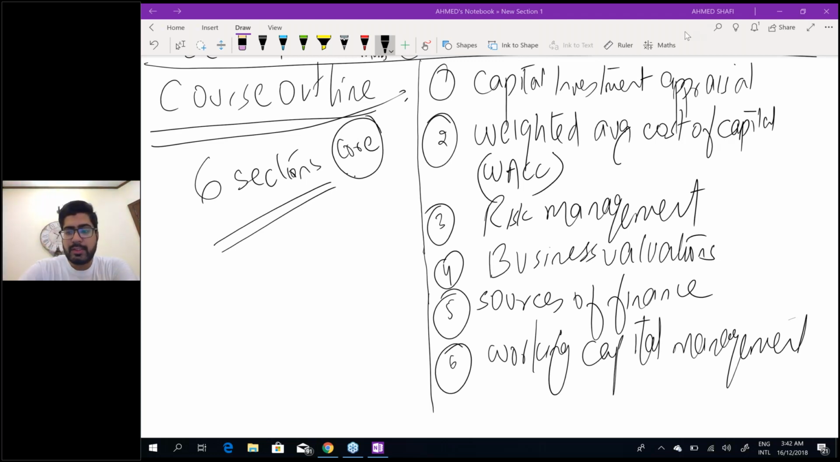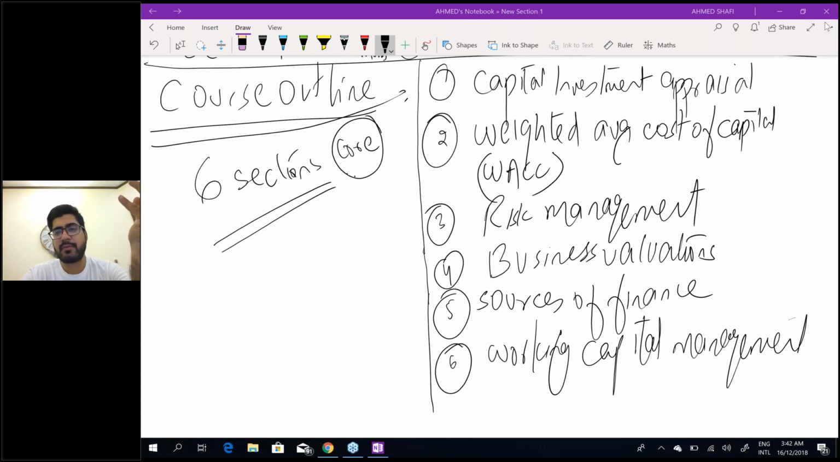Okay, now what is the detail of each and every section? The first section is capital investment appraisal. Capital investment appraisal you might have studied somewhere else in your earlier studies. What happens in this section is that you are provided with an investment opportunity, and you are asked to evaluate, assess, and judge whether you should invest in that opportunity or not.